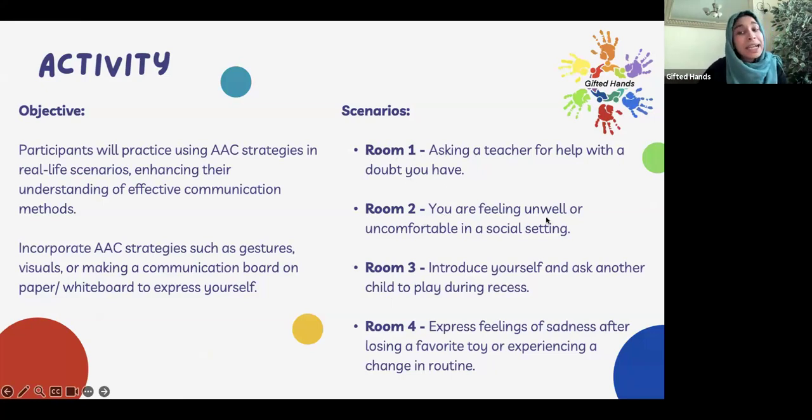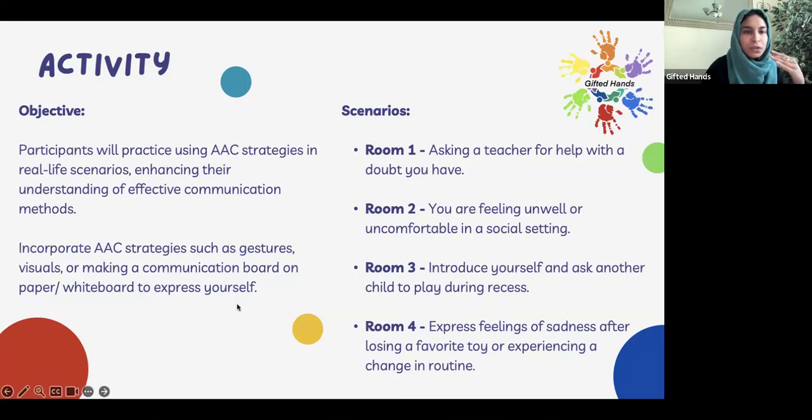Room 2, you are feeling unwell or uncomfortable in a social setting. Room 3, introduce yourself and ask another child to play during recess. Room 4, express feelings of sadness after losing a favorite toy or experiencing a change in routine. So y'all are going to be in the breakout rooms, and I want y'all to work in groups to come up with strategies on how you can help this child.